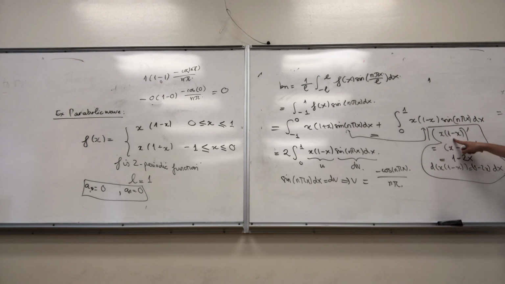So the derivative of x(1 minus x), which is x minus x squared, is 1 minus 2x, which means that d of x(1 minus x) will be (1 minus 2x) dx. So I replace it here, and I'm going to use integration by parts again. Right?